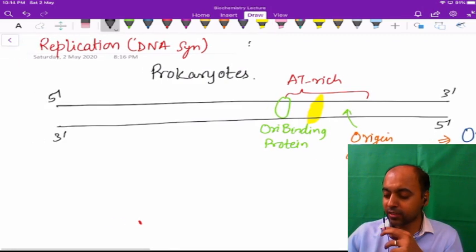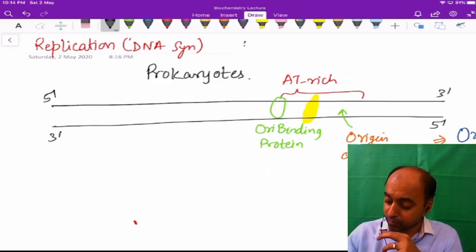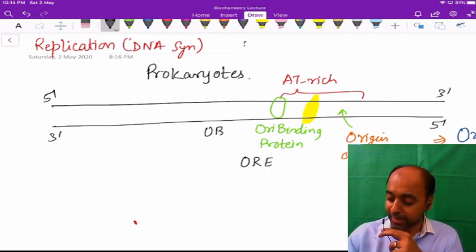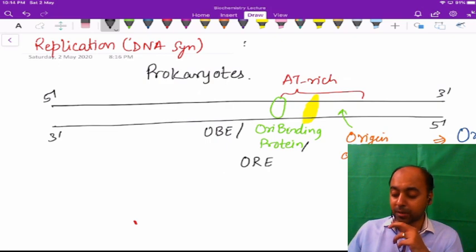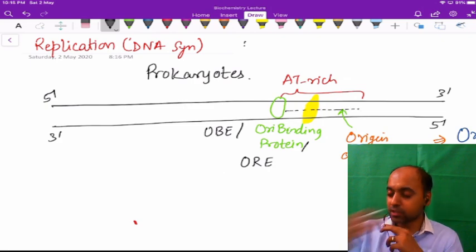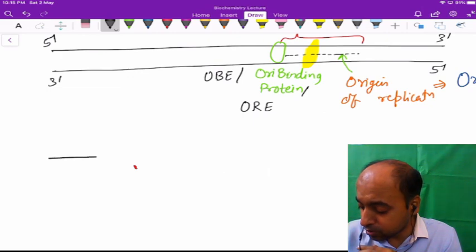So first there is identification of the ORI, and at ORI there is attachment of ORI binding protein, also known as ORI response elements or the ORI binding elements. Any of these terms can be used. They come and attach at the AT rich region, and they cause separation of the two strands of DNA by breaking the hydrogen bonds.